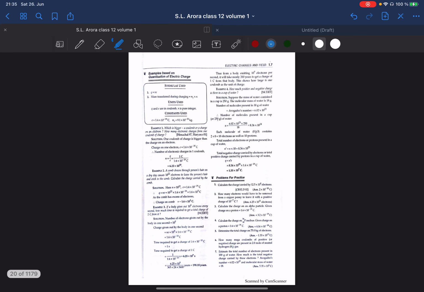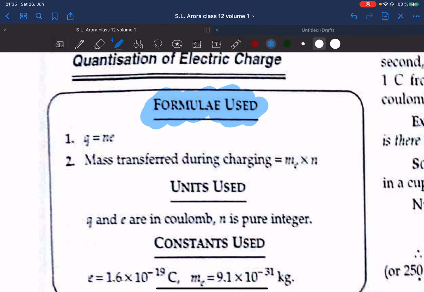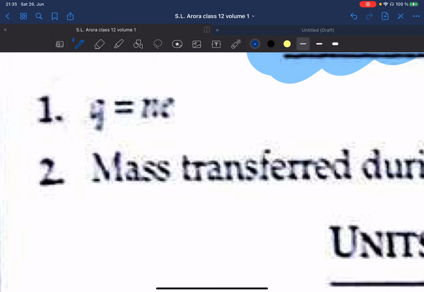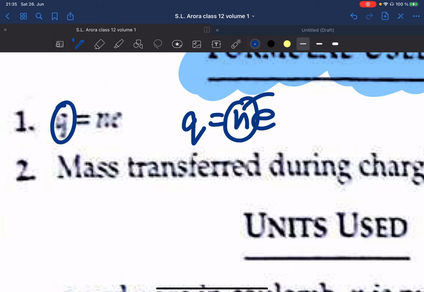Okay guys, let's do some examples. Also, we need to learn the formulas. Which are the formulas used? Charge Q is n times e. What is n here? n is the quantized number of charge.